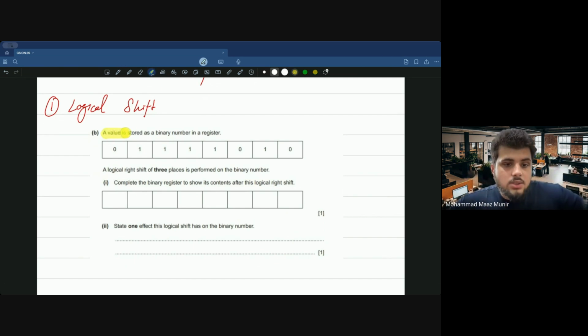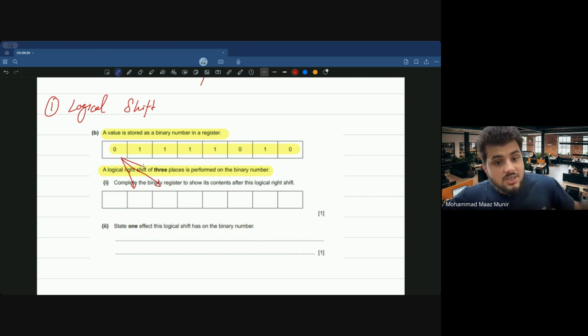A value is stored as a binary number in a register. This is a register which has these 8 numbers. A logical right shift of 3 places is performed on the binary number. Remember, what did we study? Right shift. This means start from the most left bit, and this means that if it was a one place right here, it would have gone to this place, right? If it was 2 places right here, it would have gone to this place, but it's 3 places. This means this zero is going to go to this specific section. This will be a zero.